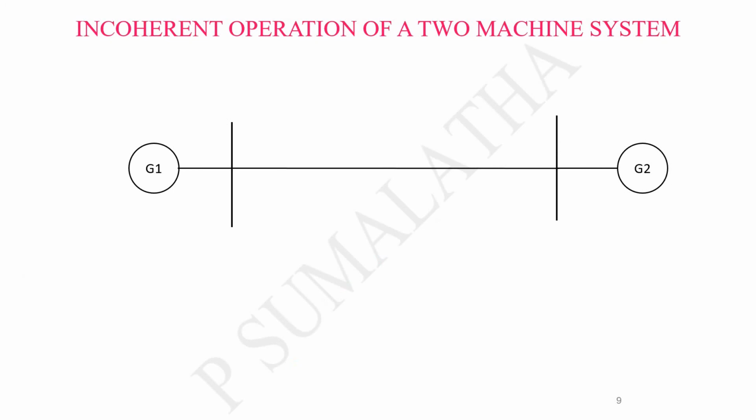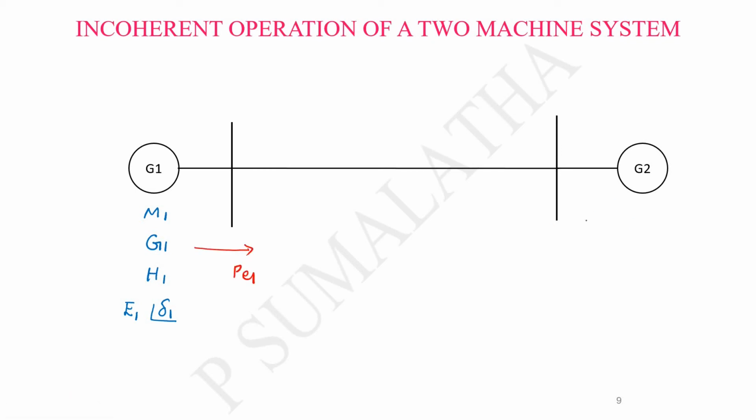Now coming to the incoherent operation of a two machine system. Here also we are taking the same conditions, that is generator 1 is having inertia constant M1 and the rating of the generator is given as G1, and the inertia constant in terms of megajoule per MVA as H1, and it is having the induced EMF E1 at an angle del 1, and machine 1 is supplying electrical power PE1.